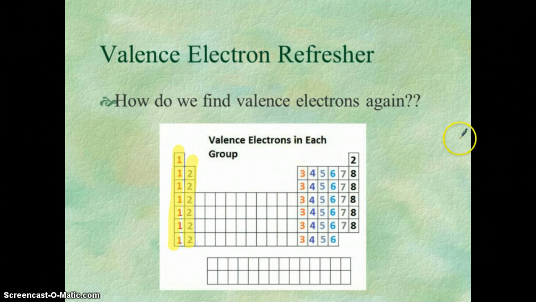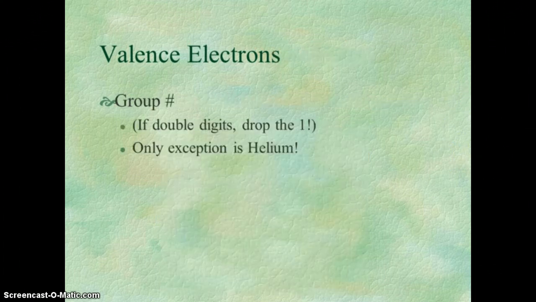Remember, this right here is group 13, and if it's group 13, we drop the 1, and we get 3 valence electrons, all the way through 14, 15, 16, 17, 18, with one exception to that rule. So, group number, or column number, is how we find the valence electrons. If it's double digits, drop the 1, and the only exception is helium. All right, so you should not have written any of that down. That was just a little refresher. We'll go back to the notes now.